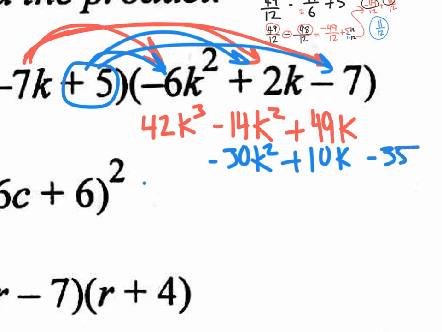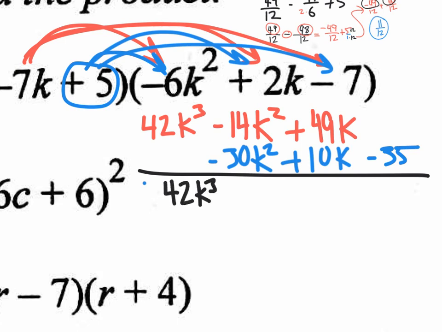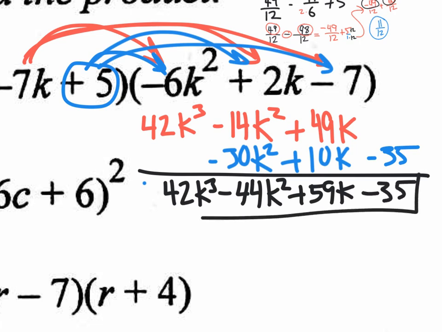And now I could combine them. And since I lined them up, it's really easy to do. My final answer is going to be 42k to the third. And then when I combine negative 14 and negative 30, we get a negative 44 k squared. And when I combine 49 and 10 of the k's right there, we get 59k. And also, let's not forget about the minus 35 at the very end. And that's the final answer right there, guys, distributing.